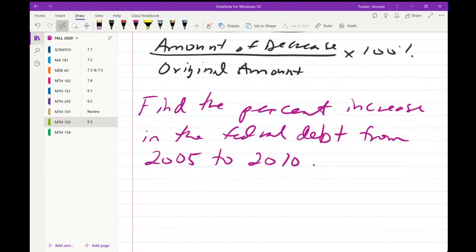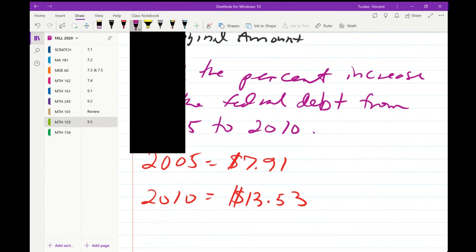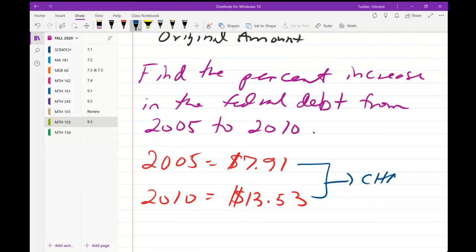All right, find a percent increase in the federal debt from 2005 to 2010. So they gave us a chart, so you guys don't have access to the chart unless you open up the book. So I'll just write the number 2005, 7.91 billion. In 2010, they had 13.53 billion. So both those came from the chart.